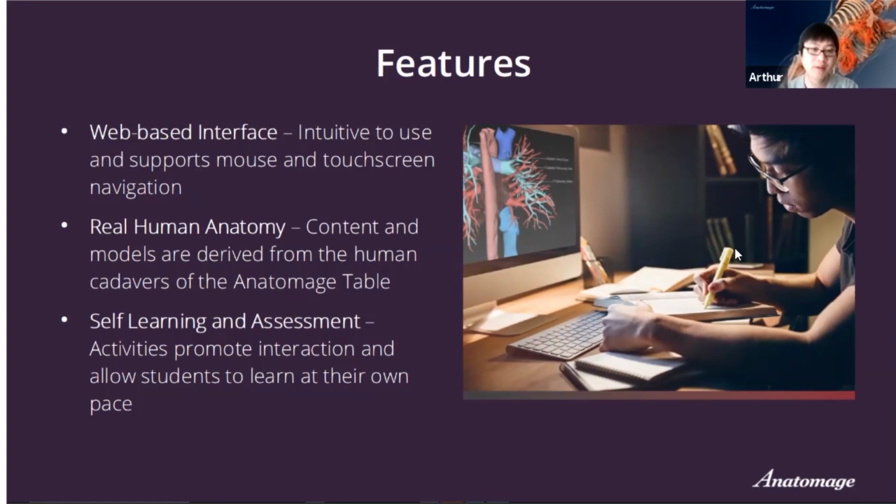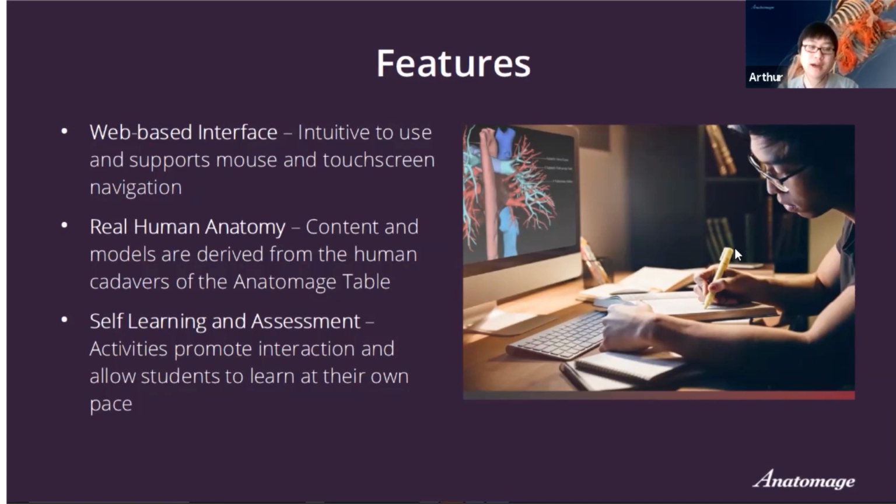And like I mentioned before, the ebook features real human anatomy, so contents are derived directly from the table. The other key feature of the ebook is that we really try to incorporate self-learning and self-assessment into the product. With a traditional paper textbook, or a platform that just has a bunch of videos, students can be really passive when it comes to learning. They'll just flip through the pages, or watch the videos but not really pay attention.